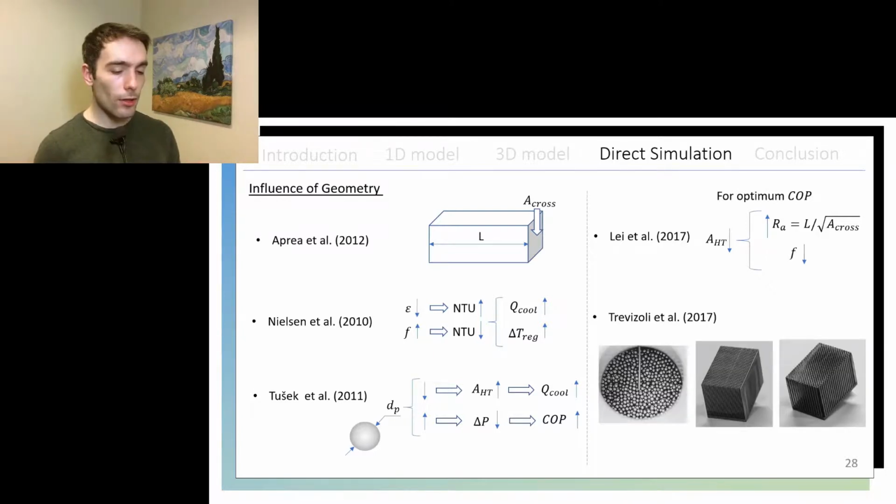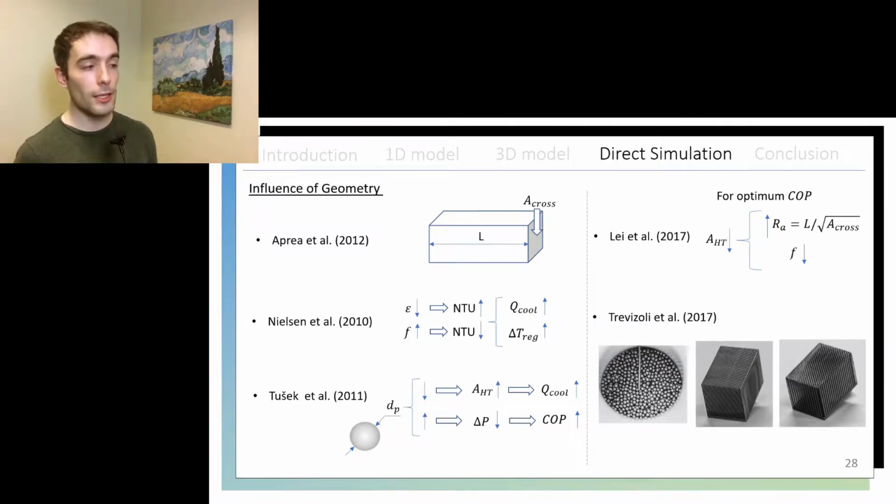Then Trevitzoli et al. experimentally measured different geometries of a regenerator that had a similar magnetocaloric mass and regenerator volume. So the results were comparable between each other. And they concluded that the regenerator made of square pins had a similar performance to the packed bed regenerator. And they concluded, like other authors in the past, that packed beds trade efficiency for a higher cooling power.